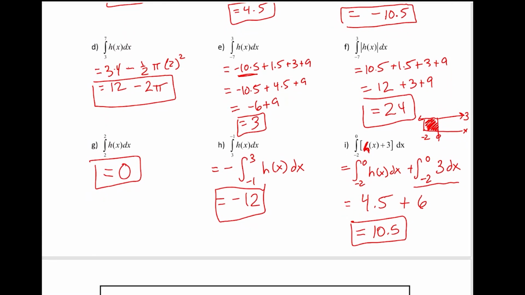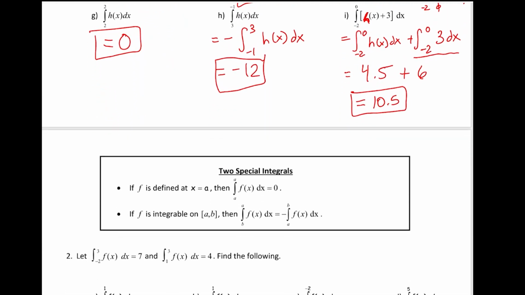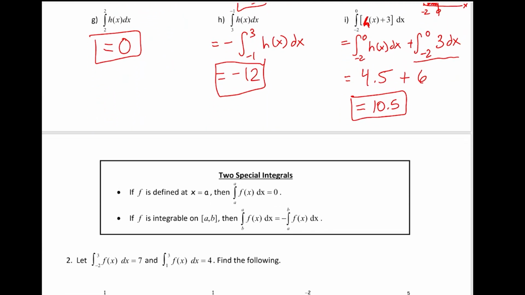So there are two special integral rules here that you want to know, and we went over them on G and H. If you've got a definite integral where the boundaries are the same, notice here a and a are the same, then that definite integral will always equal 0.